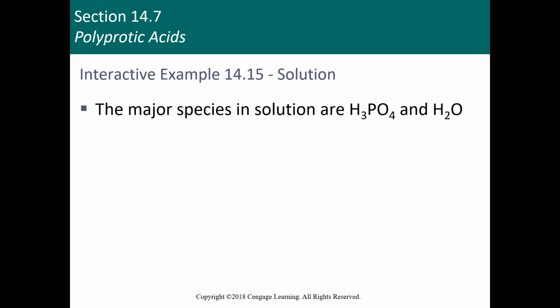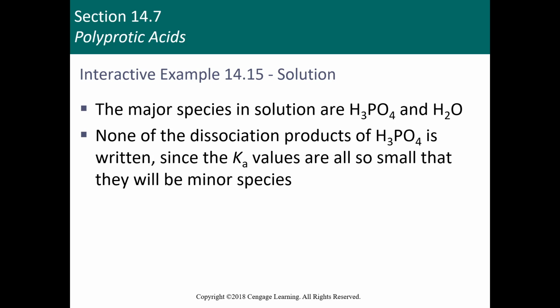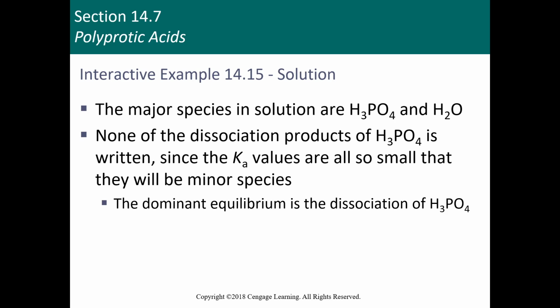So the major species in solution are going to be your H3PO4 and your water. And of course, these are going to act as your acid and base, right? So your water, you're so used to probably now water acting as your base. Yeah, that's going to be true here too. None of the dissociation products of the H3PO4 needs to be written, since your Ka values for all of them are so small that they're going to be minor species. You don't have to worry about those for this first part.